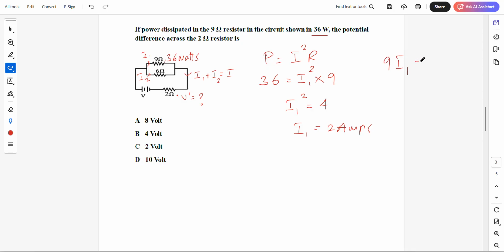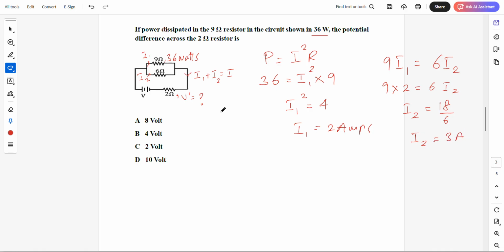So I can write this as 9 I1 is equal to, what is the voltage here? 9 I1 is equal to 6 I2. From here I can calculate I2. 9 into how much is I1? 2, that is equal to 6 into I2. I2 will be equal to 18 by 6, that is equal to how much? I2 is equal to 3 amperes, right?